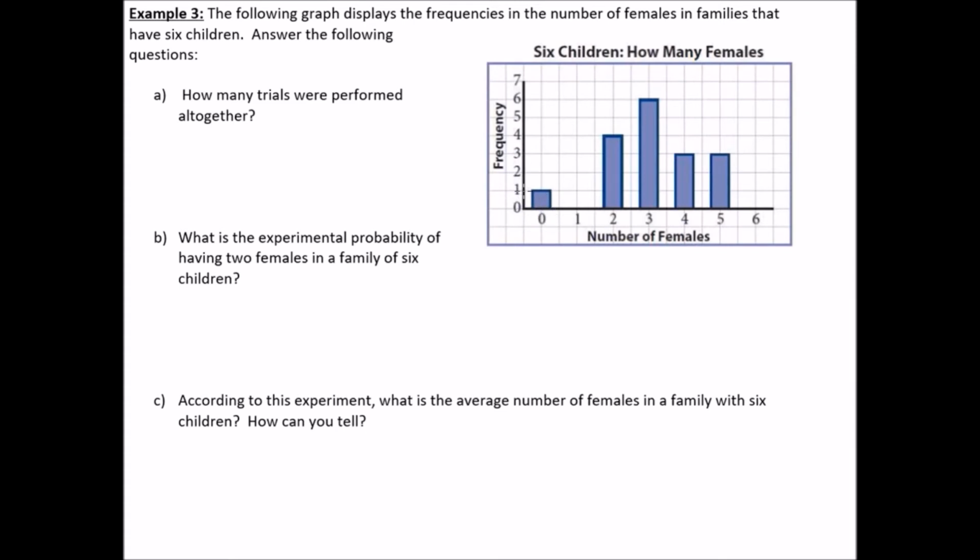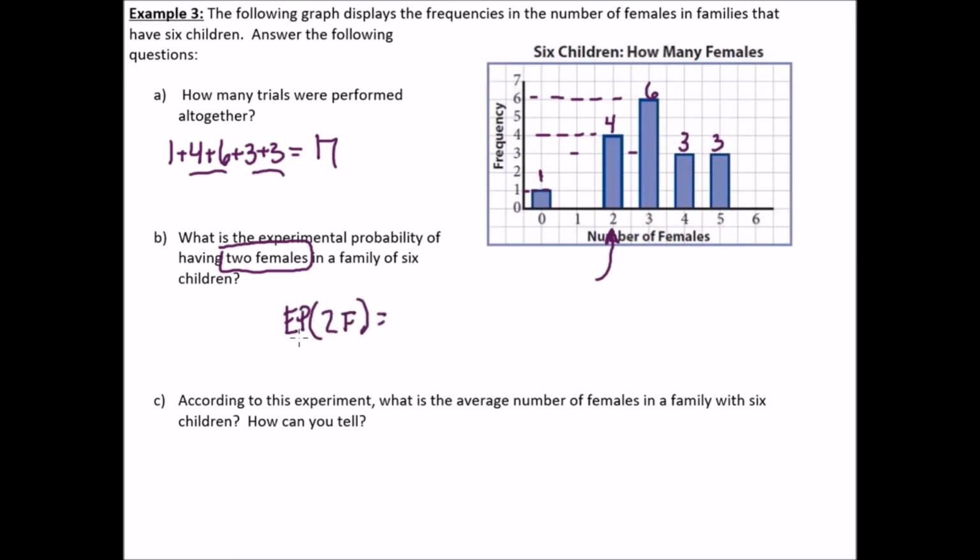So let's count these. So this represents 1 family. Okay, this represents 4 families, 6 families, and then these are 3 and 3. So let's just actually add these together. Okay, that's 10, 16, 17. Okay, so 17 families were surveyed, or they found 17 families that had 6 children. Okay, so the number of trials is 17. What is the experimental probability of having 2 females in a family of 6 children? So let's look up 2. That would be 4. So the experimental probability of having 2 females, and you can short form this 2F, is 4 out of 17.